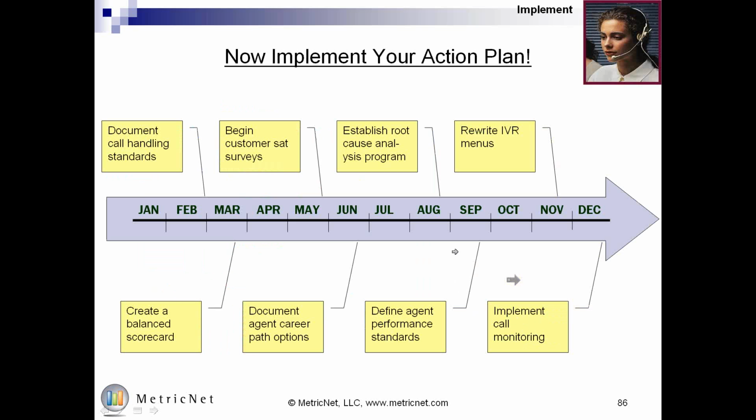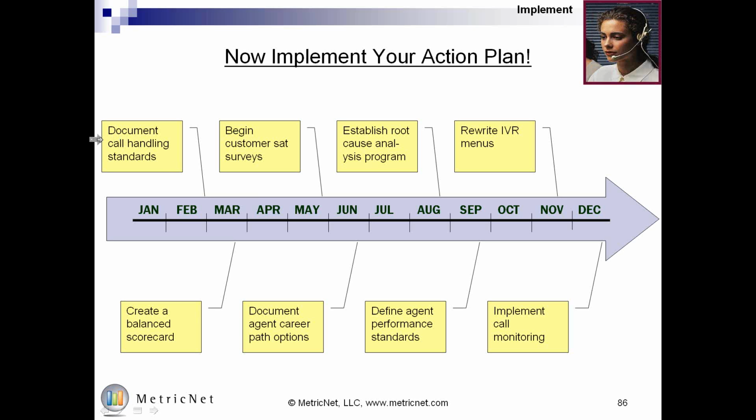What I'm showing here on page 86 is a sample action plan that a client of MetricNet's put together. It's a relatively simple action plan, and it has been kept relatively simple for a purpose because I wanted to use it illustratively in this webcast. But this is really what they ended up doing. Over the course of a year, they had 8 items on their to-do list.